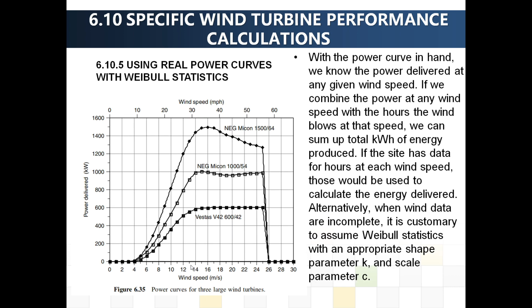With the power curve in hand, we know the power delivered at any given wind speed. If we combine the power at any wind speed with the hours the wind blows at that speed, we can sum up the total kilowatt-hour of energy produced. If the site has data for hours at each wind speed, those would be used to calculate the energy delivered. Alternatively, when the wind data are incomplete, it is customary to assume Weibull statistics with an appropriate shape parameter k and scale parameter c in order to calculate the total energy produced by this wind turbine.